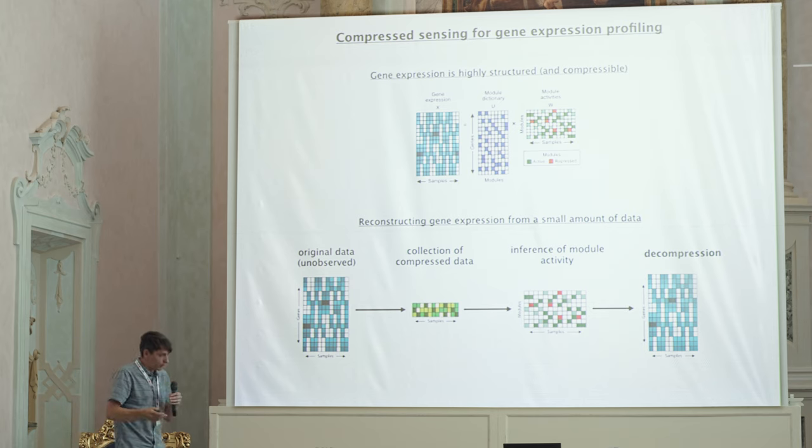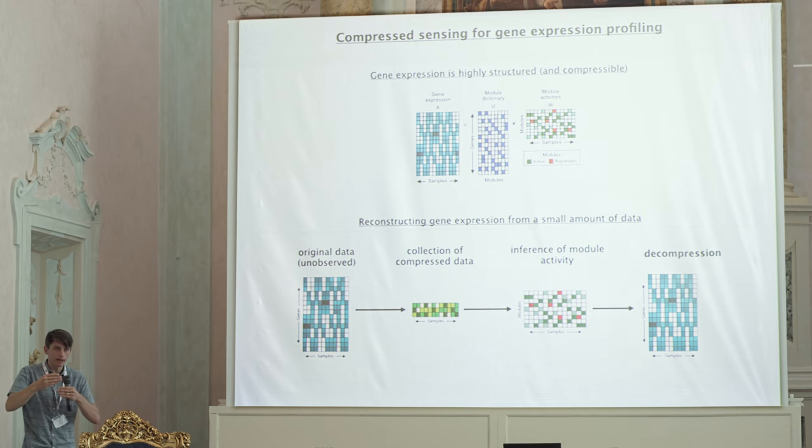So they're compressible, so the question is what is the general scheme for leveraging that to collect data in a compressed format, and how would we decompress it? Here's the cartoon of what's going to happen. Imagine that we have a bunch of samples in the lab, and we'd like to profile their gene expression levels. For each sample, we're going to collect a small amount of data. We're going to use that data to learn which gene modules were active in every sample. And then if you know the definition of the gene modules, you can just multiply these matrices out and get an approximation of the full gene expression profiles that you didn't actually measure.